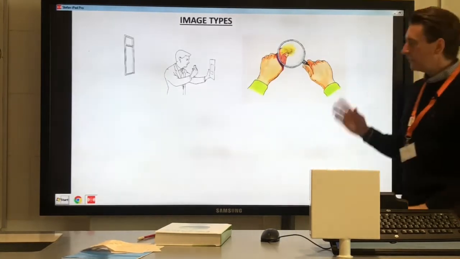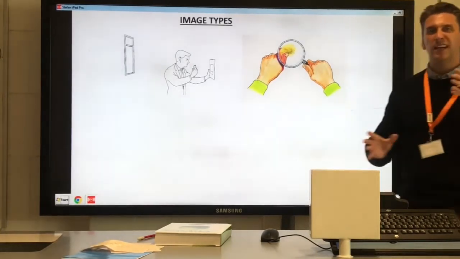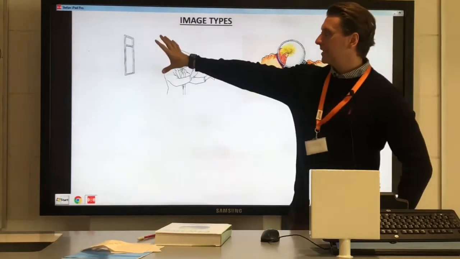Now, just having a look at two images in terms of what's the difference then between a virtual focal point and a real focal point. This is an image of basically a window.